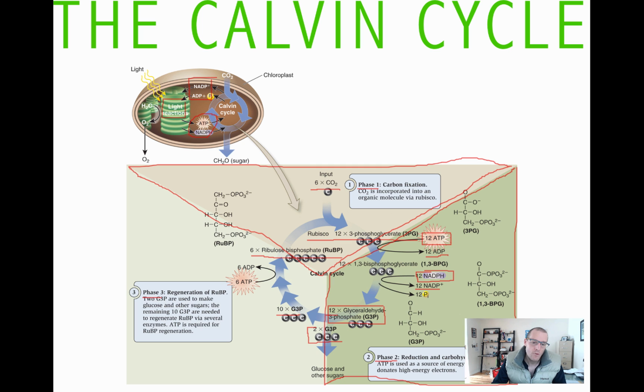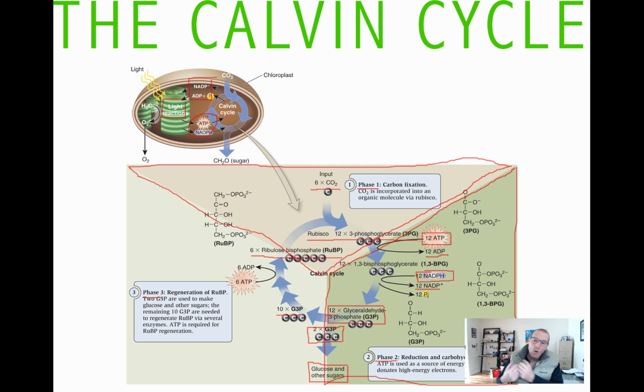So these 2 G3Ps down here that get pulled out, they get used to make glucose and other sugars. Now this makes sense, because if you take a sugar and you make glyceraldehyde 3-phosphate in glycolysis, you stick them back together again and you can make glucose. So that's how we make the sugars. We don't actually get glucose out of the Calvin cycle. We get those G3Ps which can then be built back into sugars like glucose.